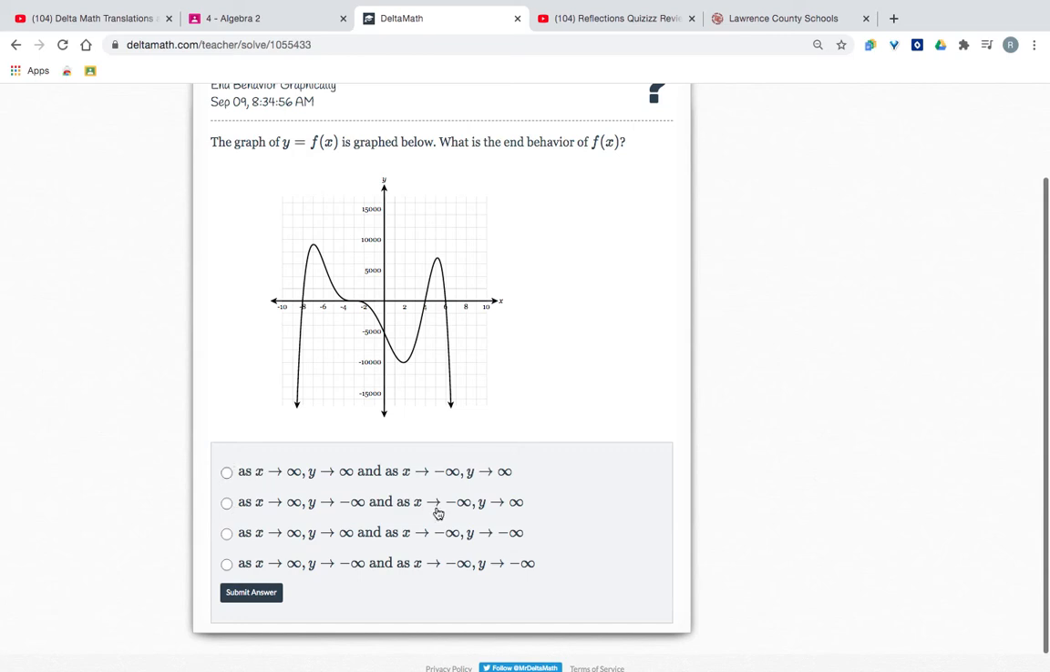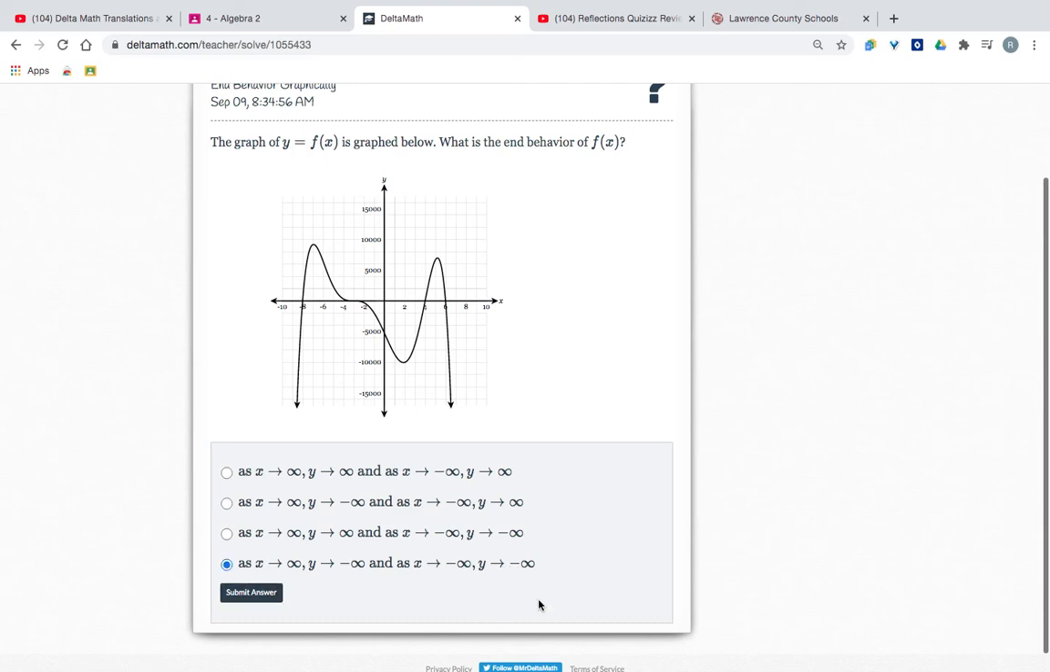Little tidbit: they flip-flopped the x's. Almost always, you're going to see x approaches negative infinity first, and then x approaches positive infinity. But it doesn't matter. The x's on this one don't matter as much to pay attention to because the graph is going down both ways. So you're just looking for the one that says y approaches negative infinity both times. Y approaches negative infinity, y approaches negative infinity. That's my answer. I don't even have to look at anything else.